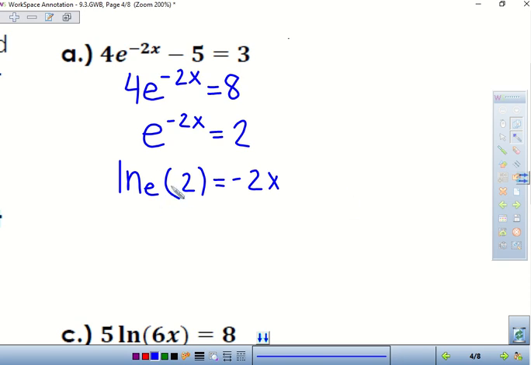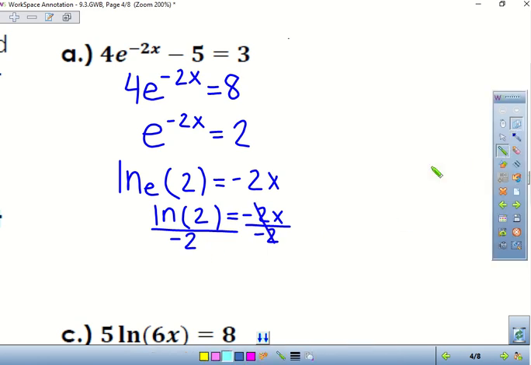Now, do we need to write this base in? No, because it's implied. The calculator knows when you use ln that the base is e. And then what would be my last step to solve for x? Yeah, we got to divide both sides by negative 2. So this right here would be what we call the exact solution, but we can get a decimal approximation by putting it in the calculator.